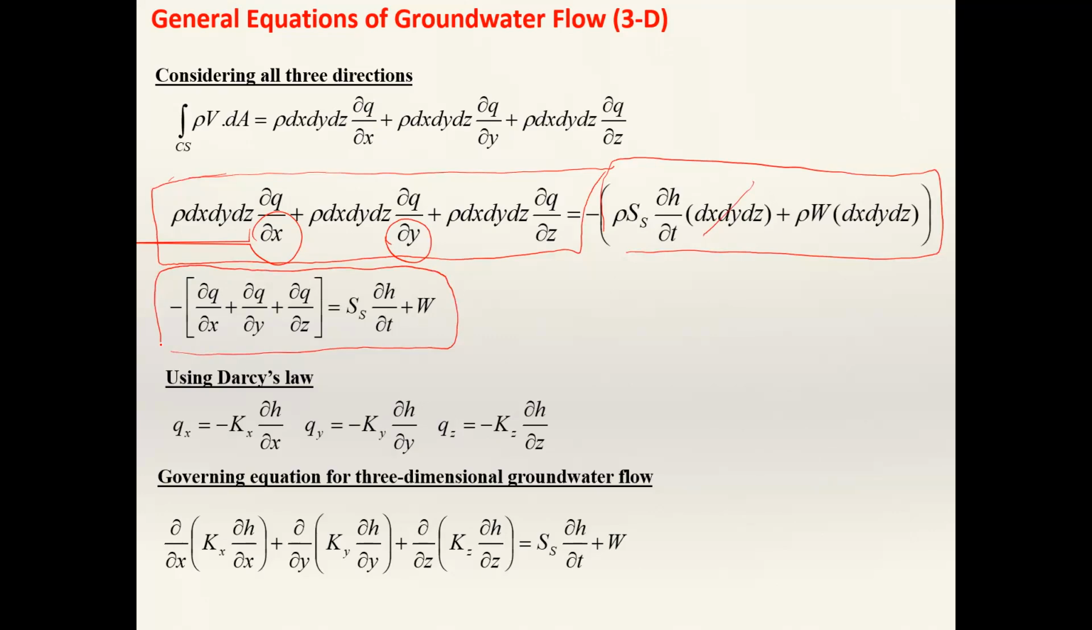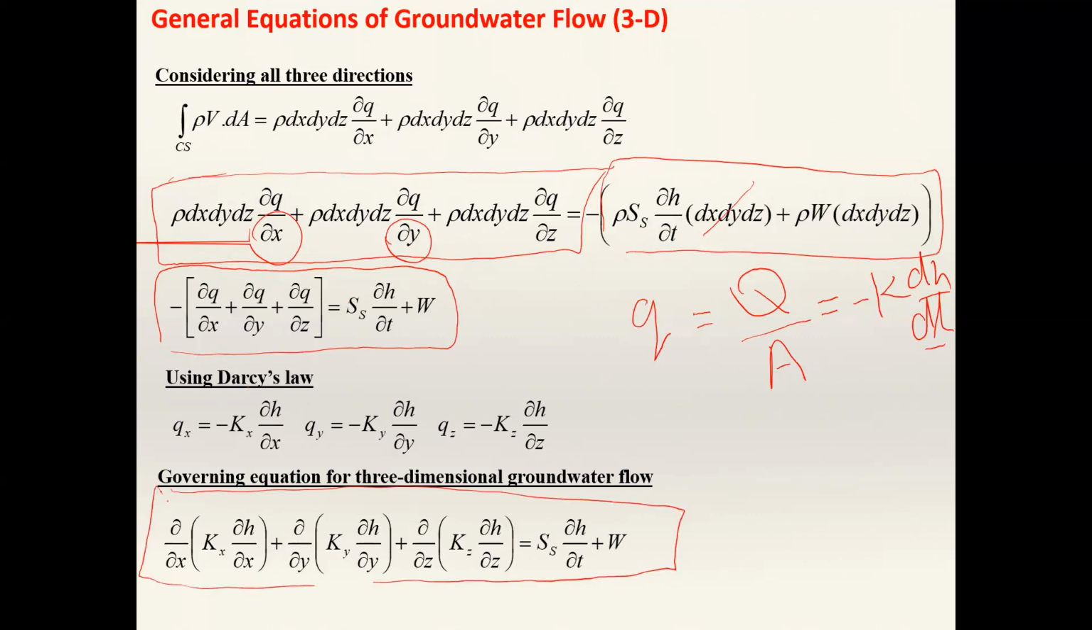Then, what is Q here? Q is equal to the flow rate per unit area. From the Darcy equation, we can write it as minus K dH over dL. This L can be X, Y, or Z, depending on the direction that you consider, right? So we bring the Darcy equation to this three-dimensional groundwater flow equation. Then we end up with this final equation.